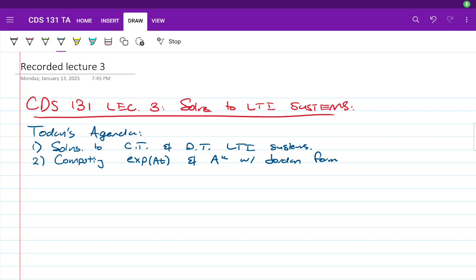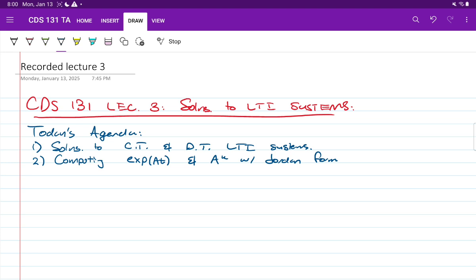Today we're going to talk about solutions to linear time invariant systems. Just to set out a quick agenda, we'll talk about solutions to continuous and discrete time LTI systems, and then we'll talk about how to compute some important quantities related to those. In particular, we're going to focus a lot of time on constructing the Jordan form.